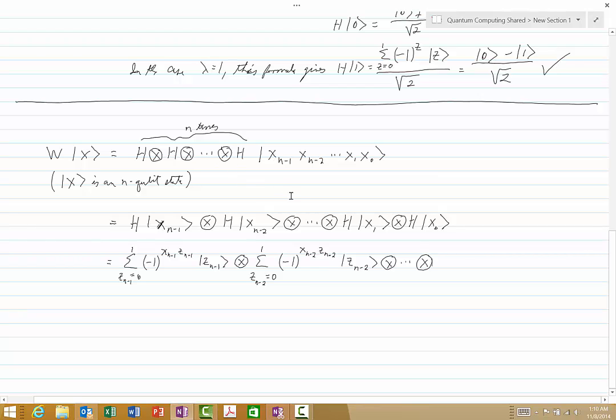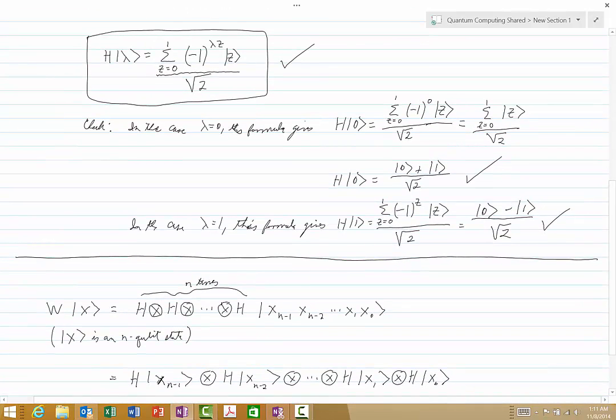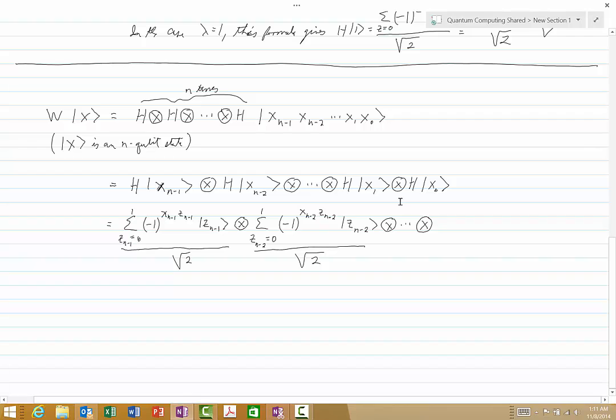Now for h of x1, oh, and of course in each case I need to have a square root of 2 in the bottom. Square root of 2, because of course you can see that up here in our formula, the square root of 2. So now h of x1 will give us some z1, which we pick to be the index in this case. z1 equals 0 to 1, negative 1 to the x1 z1 power, z1 over square root of 2.